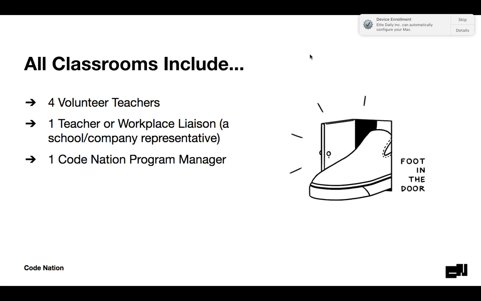So as you know, because many of you at this point have probably started teaching, or if you haven't, it's important to know the structure. Each class has 4 volunteer teachers. These are the individuals who actually come from the tech industry. And there's one teacher liaison who actually works at that school, or in the case of fellowship, is a company representative. And then one program manager. This is someone who often has former experience in the classroom, who is there to help out with things such as classroom culture and classroom management in the classroom.